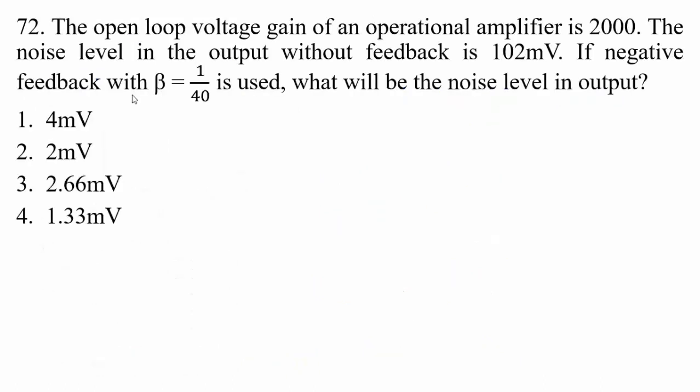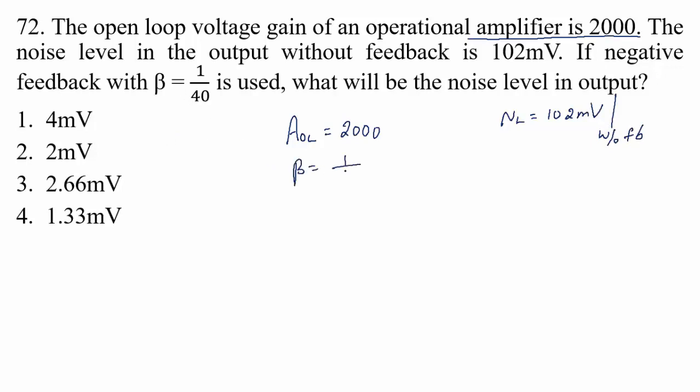Moving on to the 72nd question, what they have given is the open loop voltage gain of an operational amplifier, A_OL, which is equal to 2000, and the noise level in the output without feedback is 102 millivolt. This is without feedback. If negative feedback with beta equal to 1 divided by 40 is applied, what will be the noise level at the output?